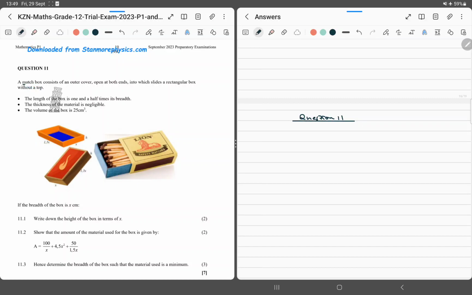Question 11 says a matchbox consists of an outer cover, K, open at both ends, as we can see there. That end and the other end on this side is open, into which slides a rectangular box, now without a top, and that is the one right there. Now it says the length of the box is 1.5 times the breadth. Can you see? The length is 1.5 the breadth. Okay, so that is a very good statement to think about. Now the thickness of the material is negligible, so that is a strong statement.